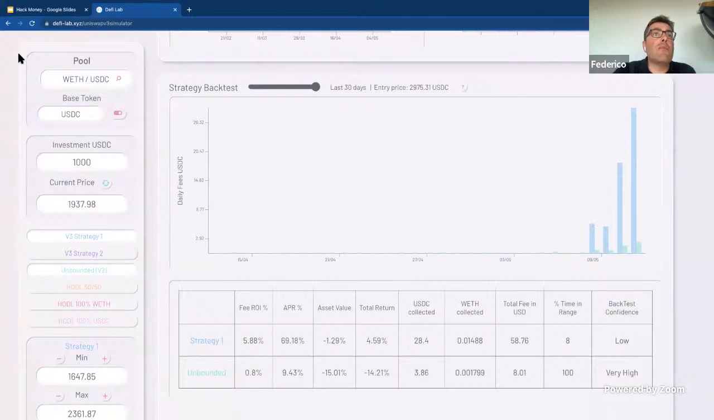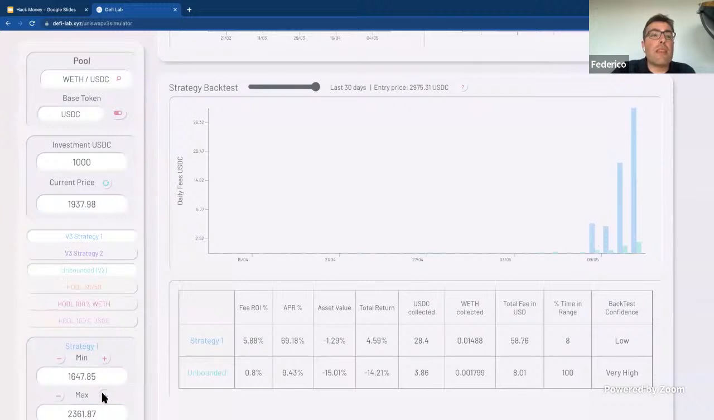So on the left side, we have some input parameters where we can define our own strategy, selecting the pool, in this case Ethereum USDC, entering the investment that we want to deposit in this specific position, and then defining the minimum and the maximum of the ranges of our strategy. Here you can see a bar chart, where each bar represents the fees that the strategy would have collected on a specific day.